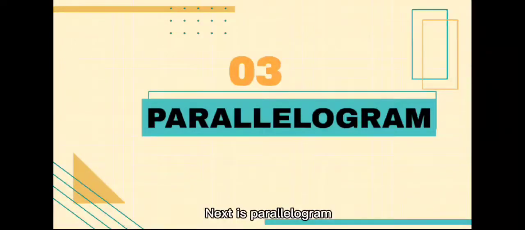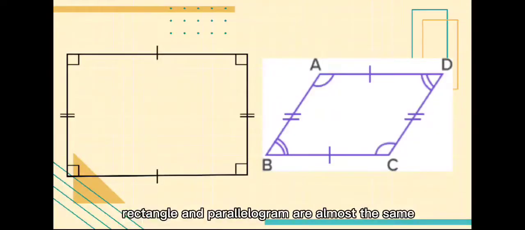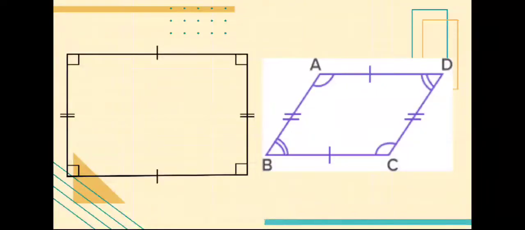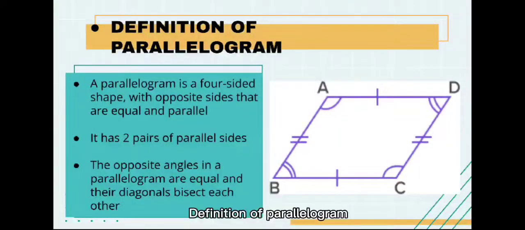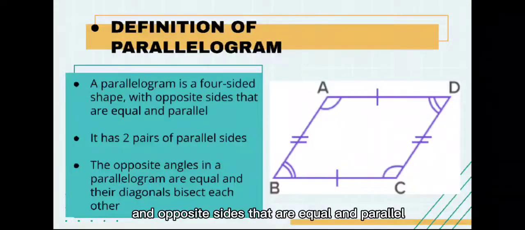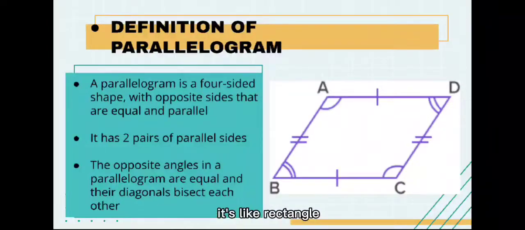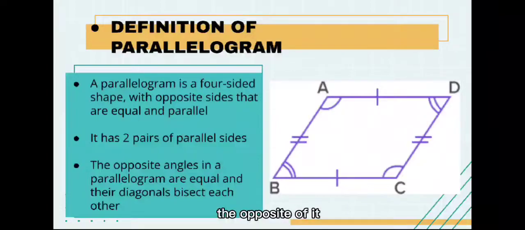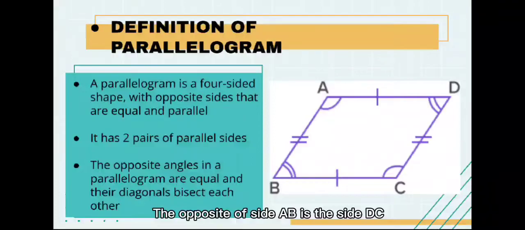Next is parallelogram. As you can see, rectangle and parallelogram are almost the same, but a parallelogram is in a slanted form. Definition of parallelogram. A parallelogram has four sides and opposite sides that are equal and parallel. It's like the rectangle a while ago. Side AD is equal to side BC because the opposite of side AD is side BC. The opposite of side AB is side DC, meaning they have the same length.